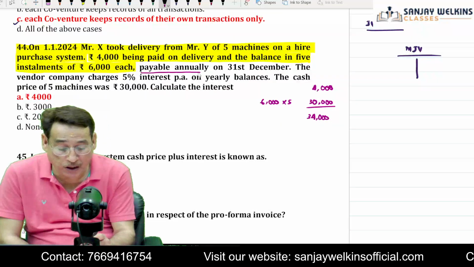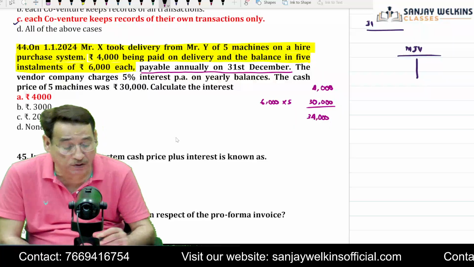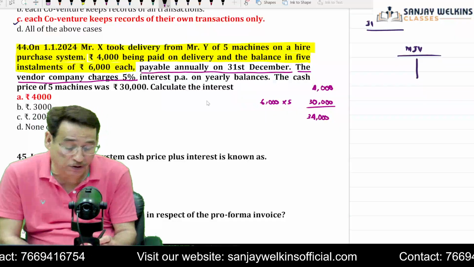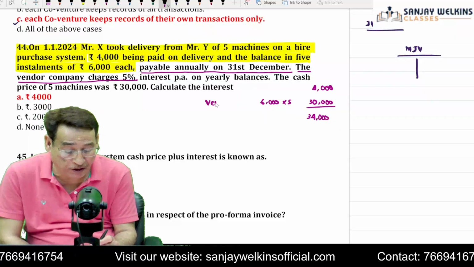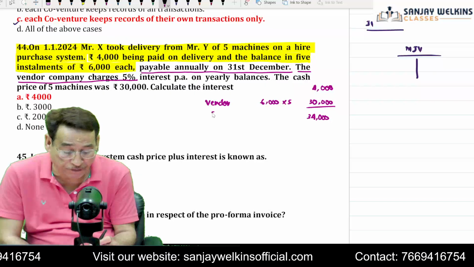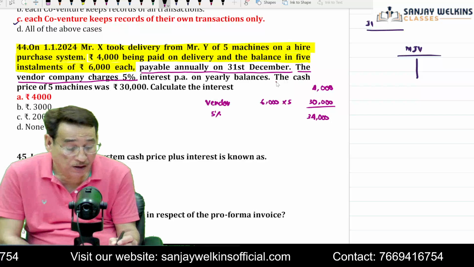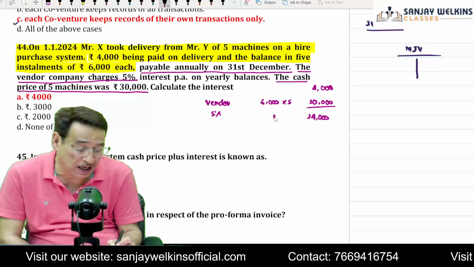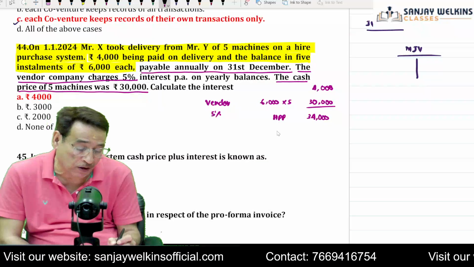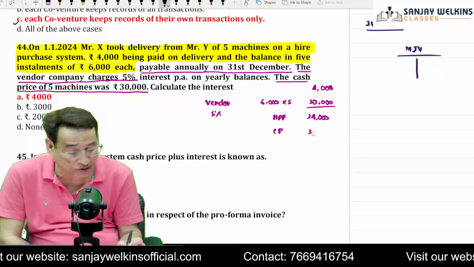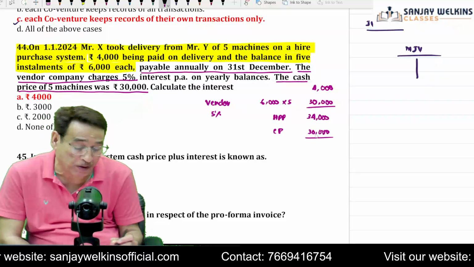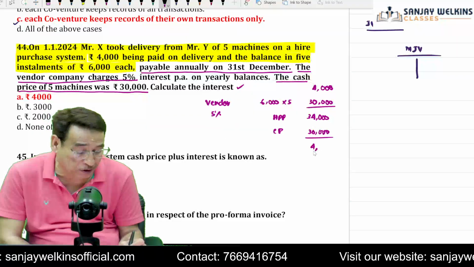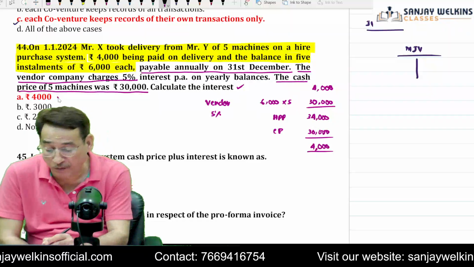And installment is payable annually on 31st of December. It is also given that the vendor company charges interest at the rate of 5%. The cash price of 5 machines is 30,000. Now this is the hire purchase price which we have computed, and the cash price of the 5 machines is equal to 30,000. Now question is simply asking us what is the amount of interest. So amount of interest is the difference between these two, that is equal to 4,000. So your interest will be equal to 4,000 in this case.